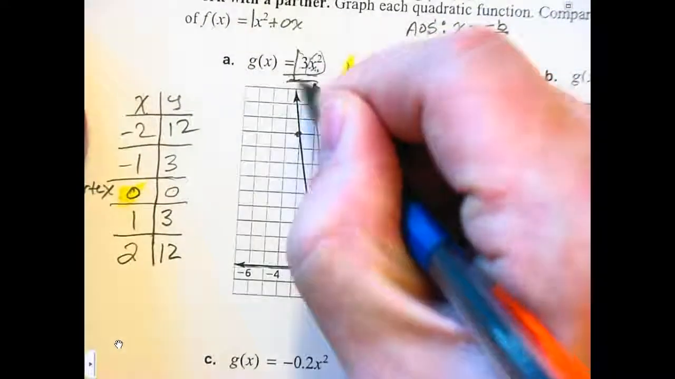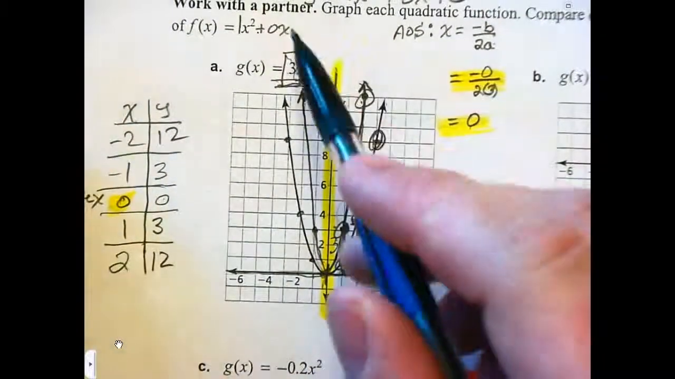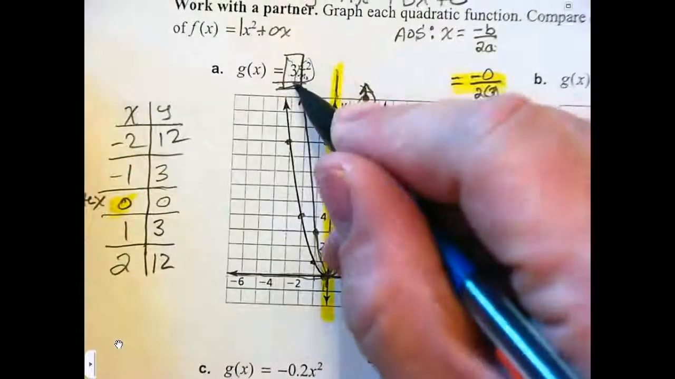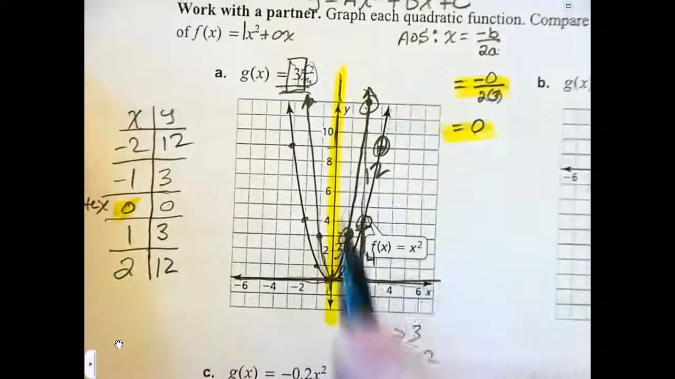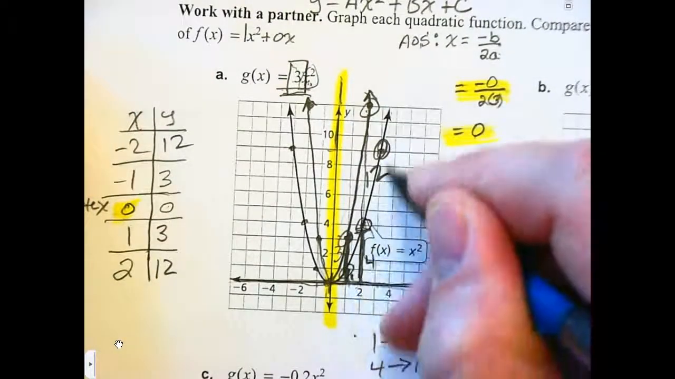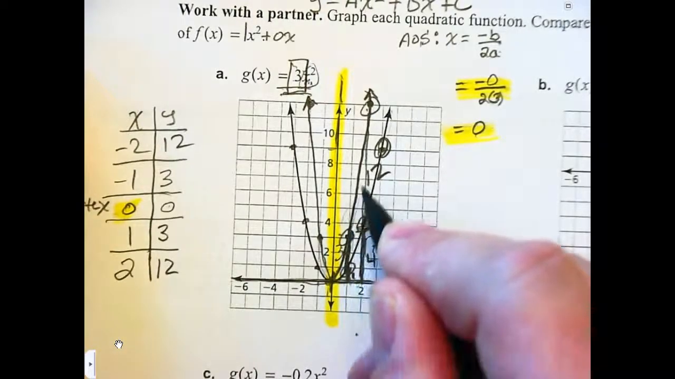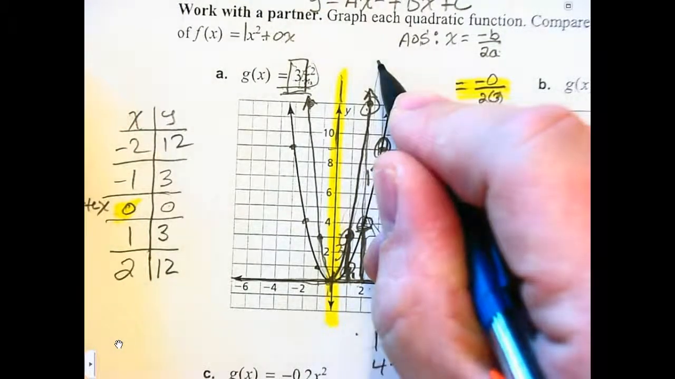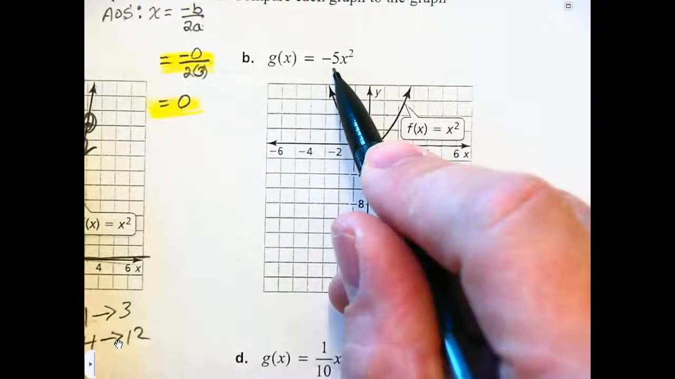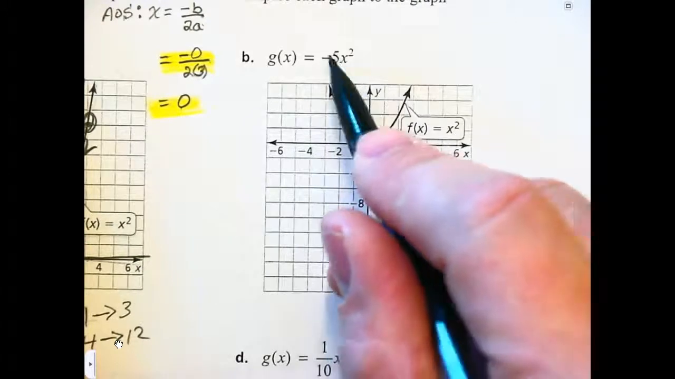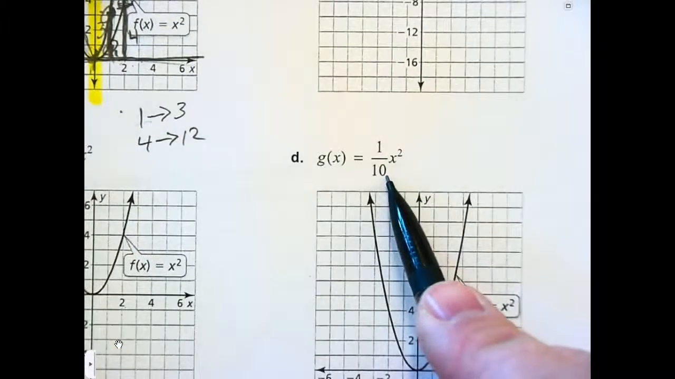This term right here, this A term, is considered our speed, the speed of our graph. It's how quickly our graph's going up. This graph has a speed of 1. It's accelerating from the x-axis at a speed of 1. This graph is accelerating away from the x-axis at a speed of 3. This graph's going to accelerate at a speed of negative 5. Now we'll talk about what negative does here in a minute. This graph's going to speed up at 1/10.